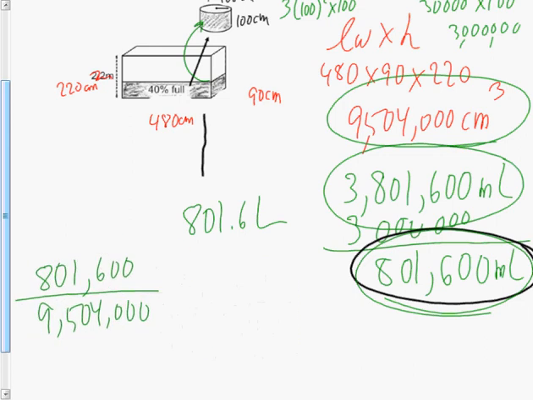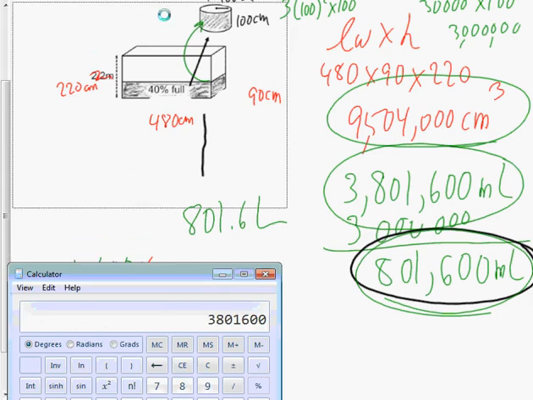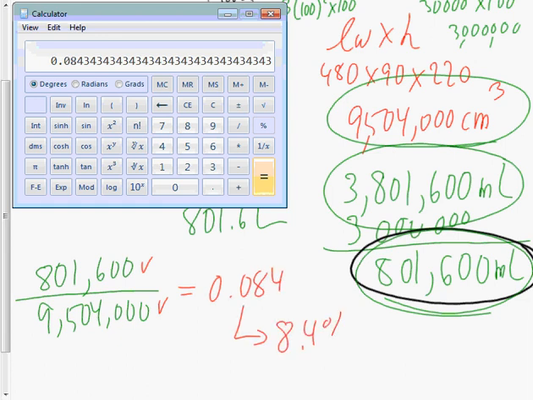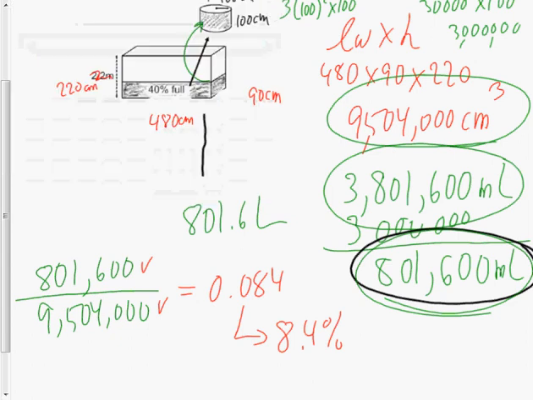Let's think about that again. This is how much water is left in the tank. This is how much it can hold maximum. So what's in that tank after the bucket is removed is going to be this fraction, which we can express as a percentage. So if I take my calculator and go 801,600 divided by the capacity of the aquarium, as a decimal, it's this. As a percentage, it's approximately 8.4% full. Okay? So 8.4% of the tank is full.